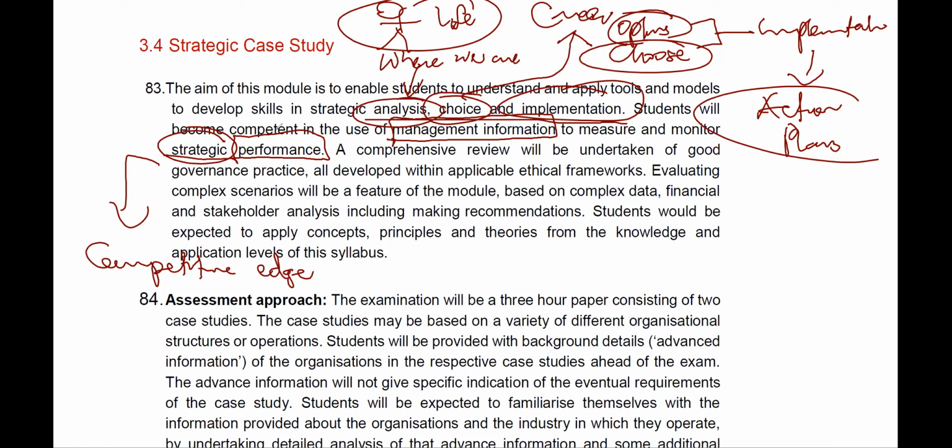Now, a comprehensive review, the word there is comprehensive review. All these things are keywords you need to understand. Will be undertaking of good governance practice. That means every sitting you should be expecting something on strategic performance, good governance practice, which will all be developed within an applicable ethics framework.